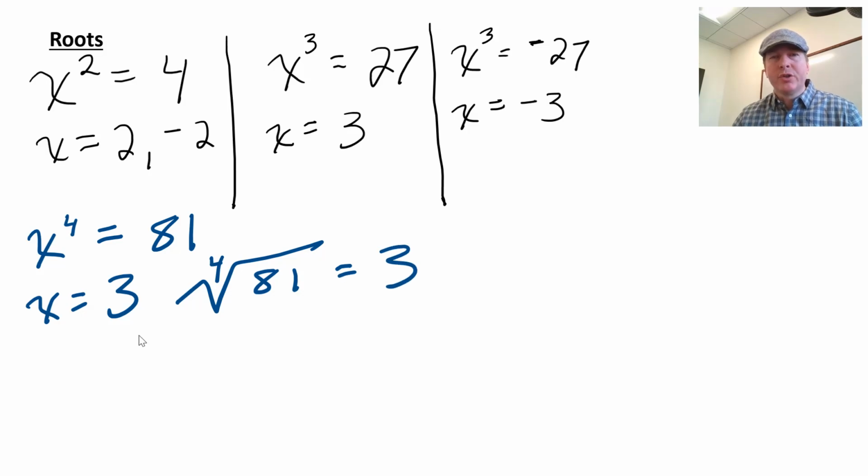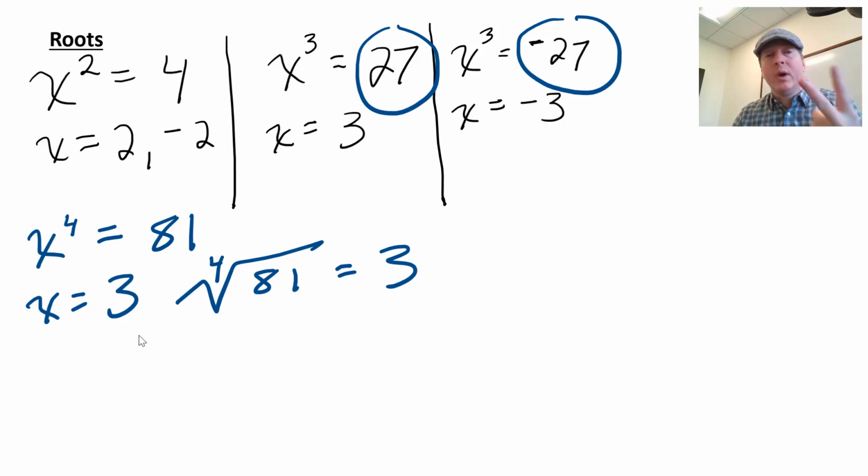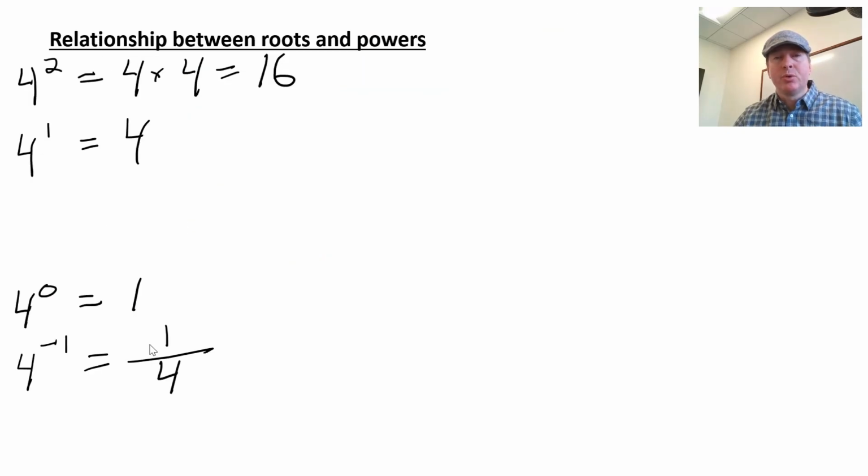So going back to the question we started with, what exactly is a root? What's a fourth root? It's a number that when multiplied by itself 4 times brings you back to the number you started with. A cubed root is a number that when you multiply it by itself 3 times brings you back to the number you started with. A square root, a number that when you multiply it by itself twice brings you back to the number you started with. So that's what roots are all about. Let's talk about the relationship between roots and powers, roots and exponents.